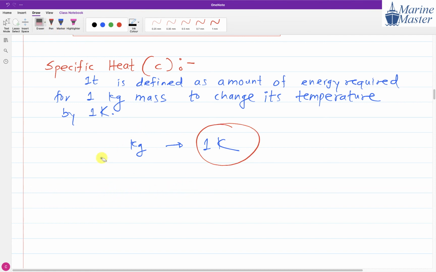So what is meant by specific heat? Specific heat is defined as the amount of energy required for 1 kg mass to change its temperature by what? 1 Kelvin. Now there are two types of specific heat. It is a constant for a particular ideal gas.